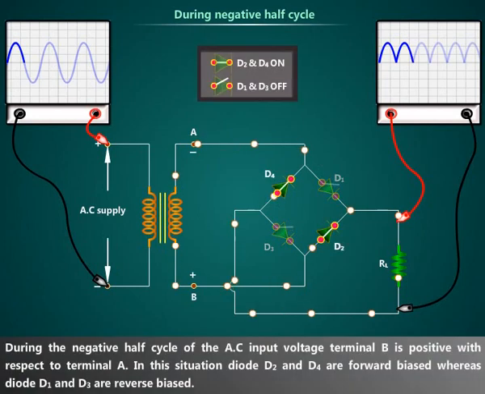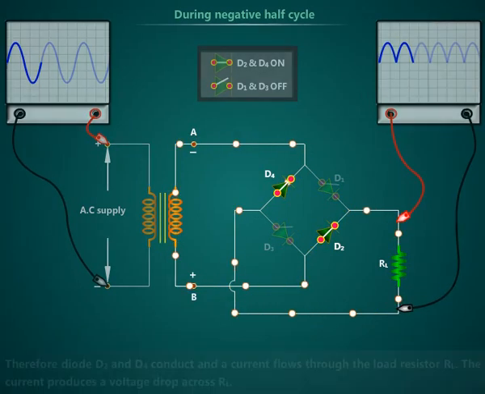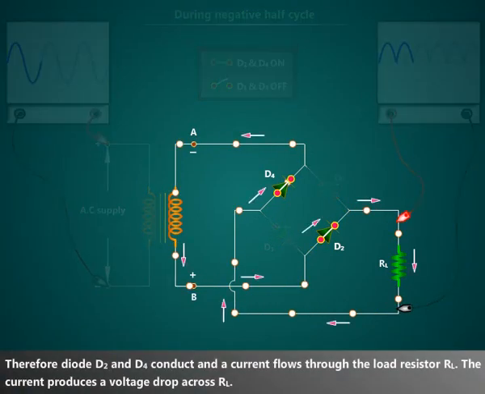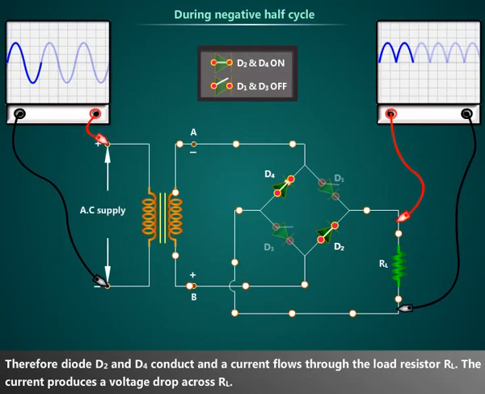During the negative half cycle of the AC input voltage, terminal B is positive with respect to terminal A. In this situation, diodes D2 and D4 are forward biased, whereas diodes D1 and D3 are reverse biased. Therefore, diodes D2 and D4 conduct and a current flows through the load resistor RL. The current produces a voltage drop across RL.